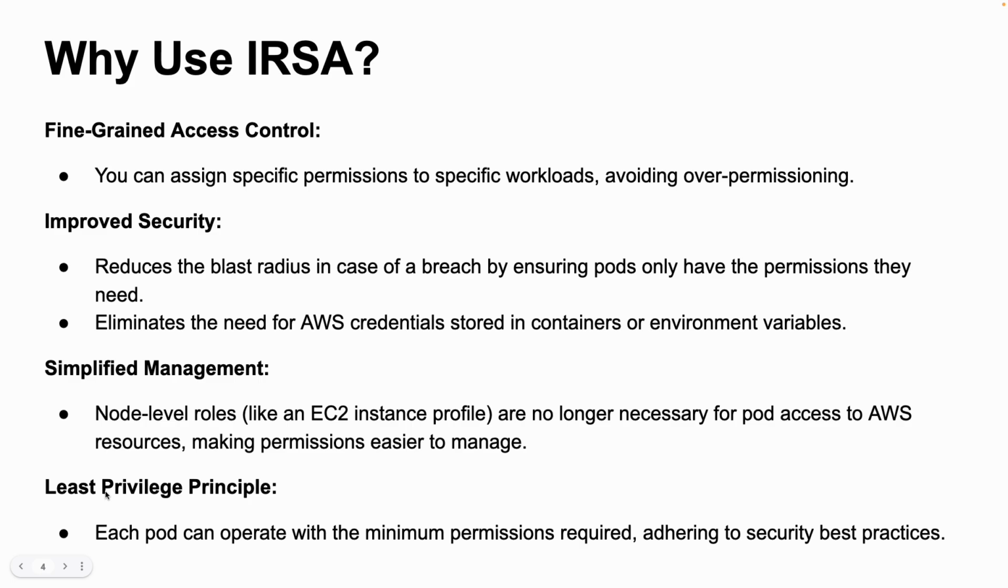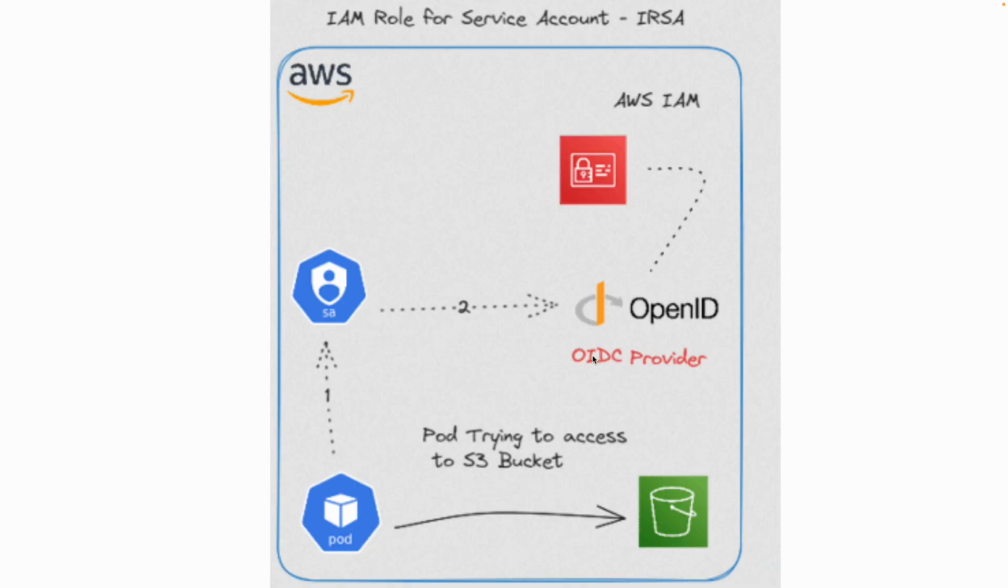And last, we have the least privilege principle. Each pod can operate with the minimum permissions required, adhering to security best practices. So these were the benefits, or you can say why we should use IRSA. And now we have a simple architecture showing how the OIDC or IAM role for service account works. In my previous video also, I have used the same type of flow, and the credit goes to the respective owners. I don't own this image.